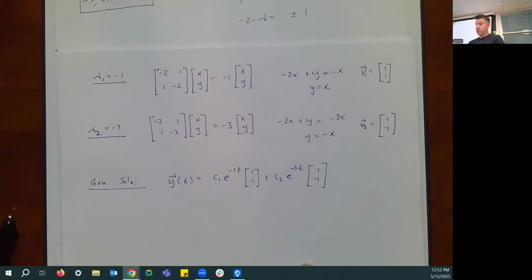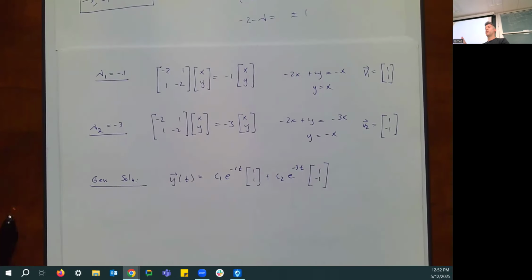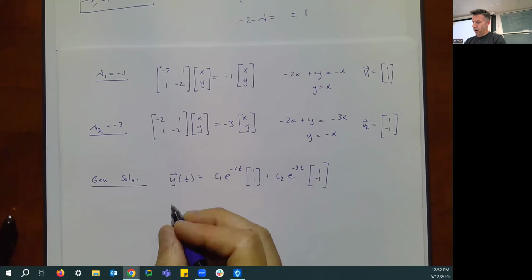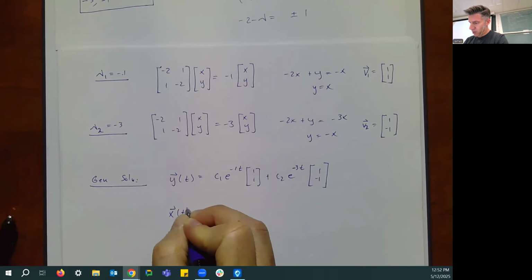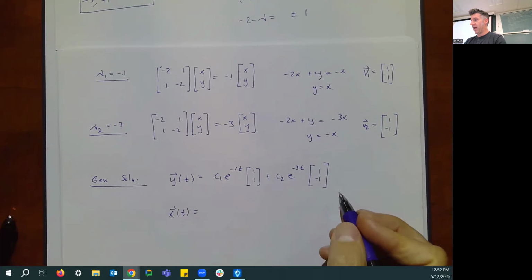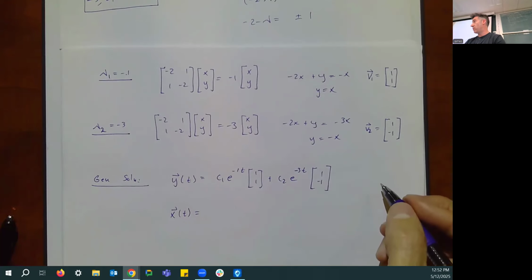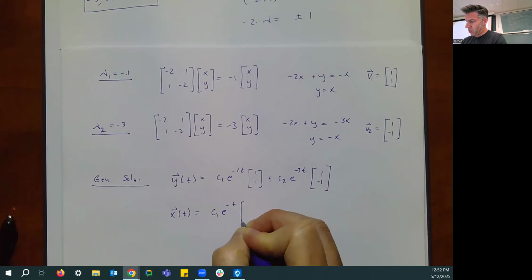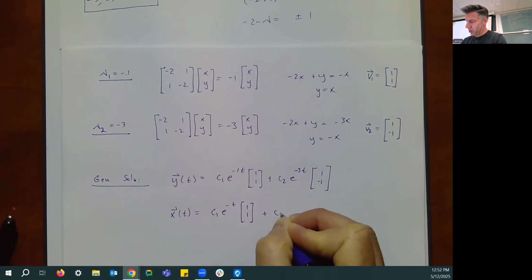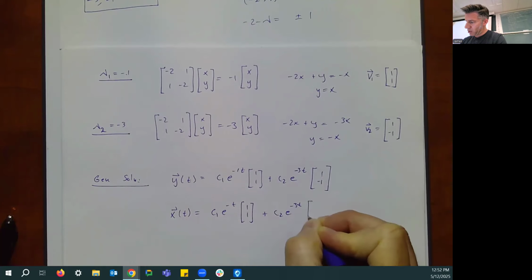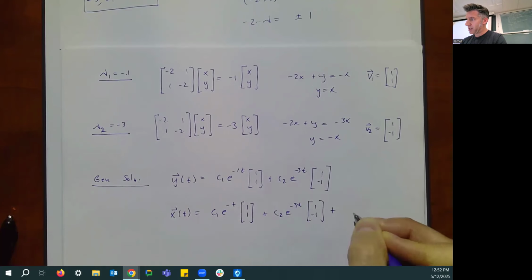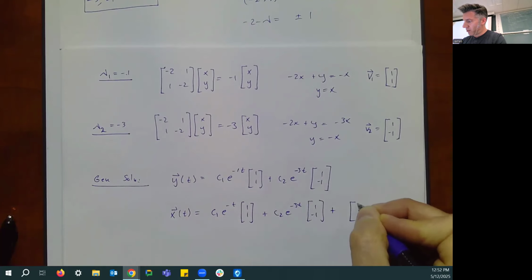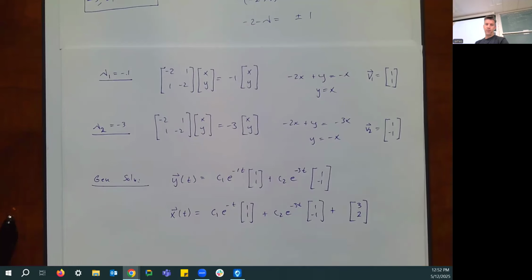I don't think you can find the constants before you go back to the original variable. So then our x of t would be the same thing. We're just going to add on the 3, 2, which is our equilibrium there. So x of t is going to be c1 e to the negative t, 1, 1, plus c2 e to the negative 3t, 1, negative 1, plus that original equilibrium, 3, 2.